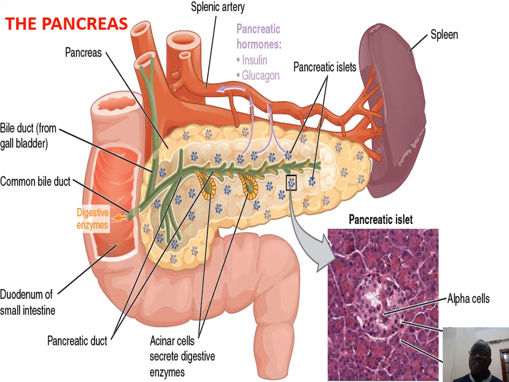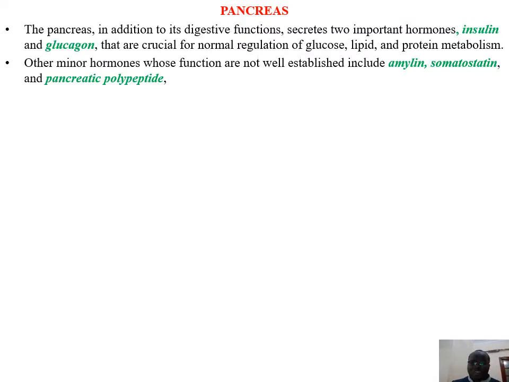On top of that, we have the delta cells that are producing somatostatin. Then we have the F cells or the PP cells that are producing pancreatic polypeptide. So those are some of the hormones that are being produced by the pancreas. So there are quite a number of hormones. So let's start.